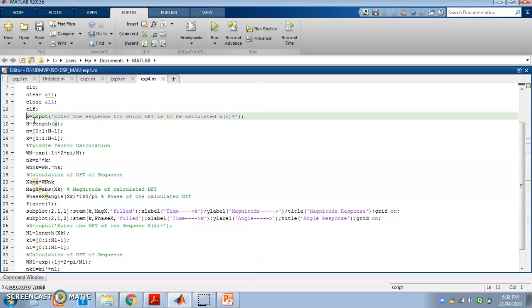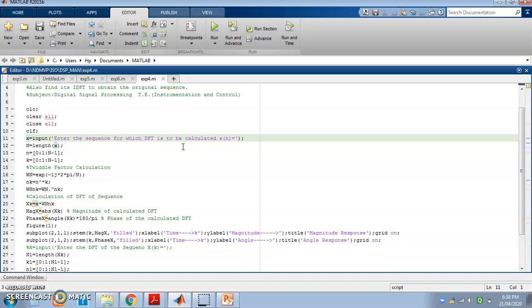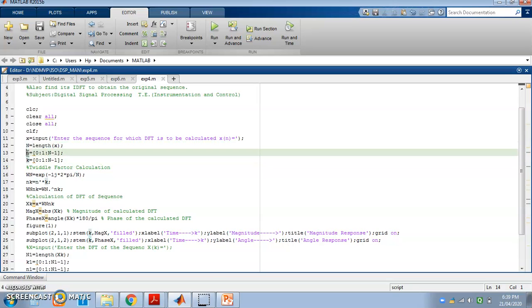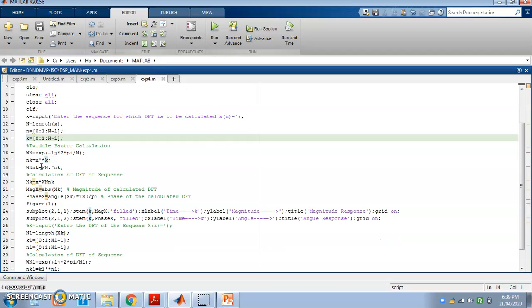Next is line number 11. It is written that we have to enter the sequence for which we need to determine the DFT. Then we have to focus on the length of the sequence. So small n and small k, as per our DFT equation, range from 0 to capital N minus 1. So over here I have defined small n, I have defined small k.